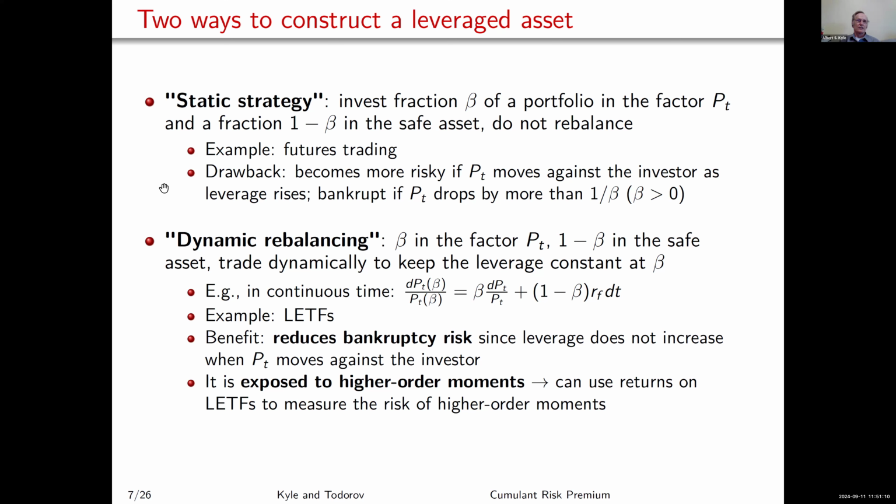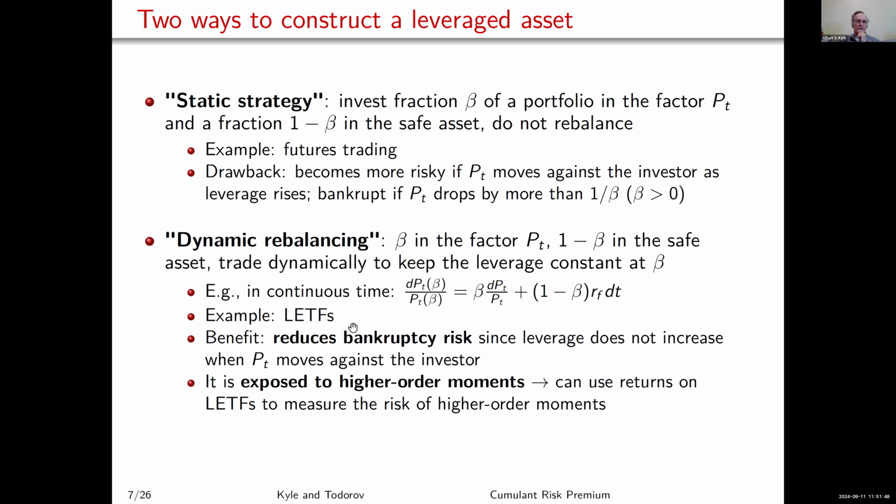The alternative to that static strategy is dynamic rebalancing, which is what the leveraged ETFs do. In continuous time, the dynamic rebalancing says that if P is the value of the asset you're creating using leverage, then the change in the value of your asset as a percentage is going to be beta times the change in the underlying, where the underlying has a beta implicitly of 1 here, and your asset has a beta of, say, 3.